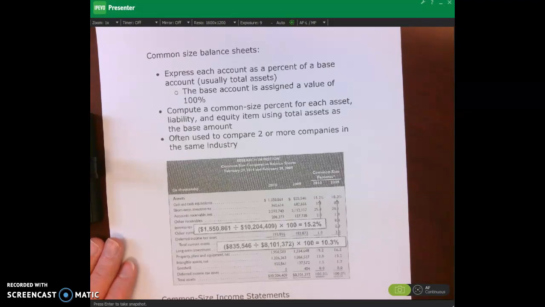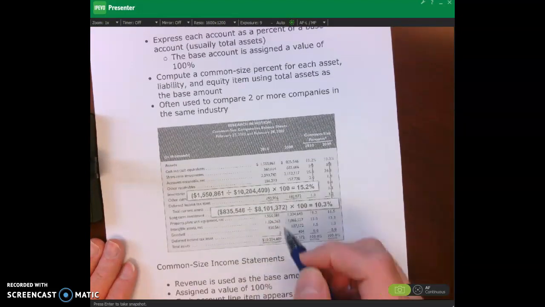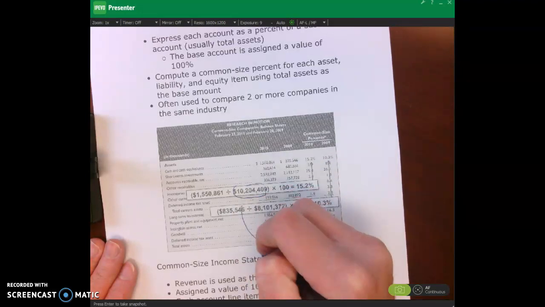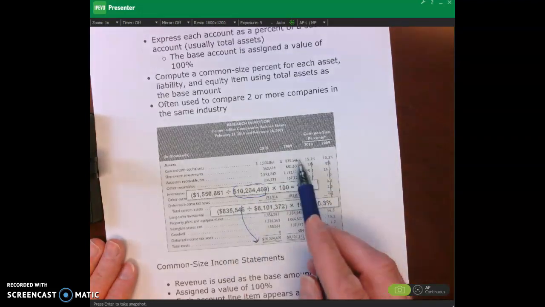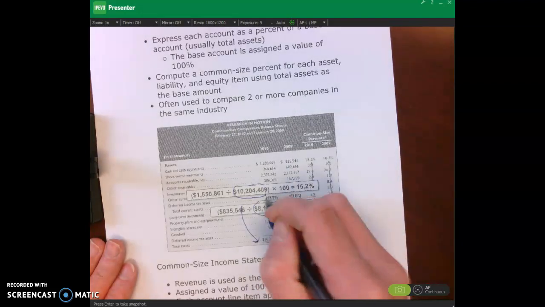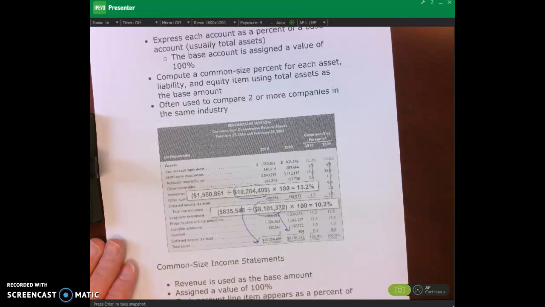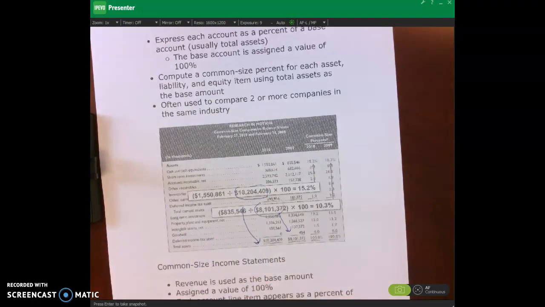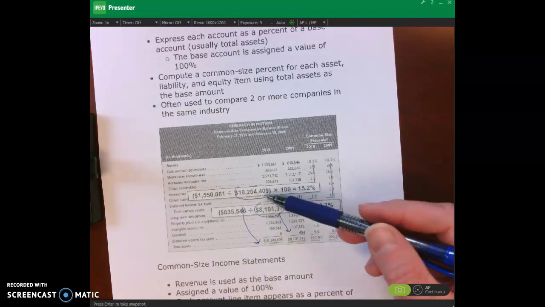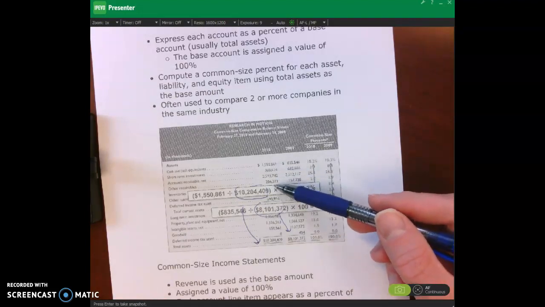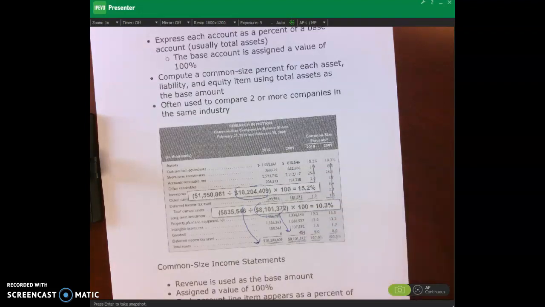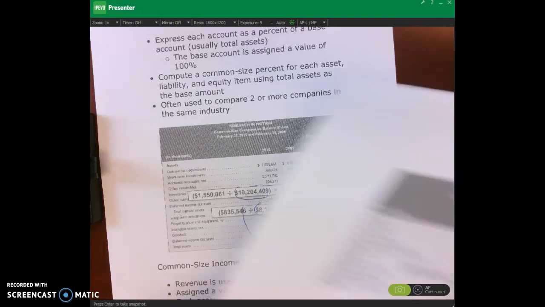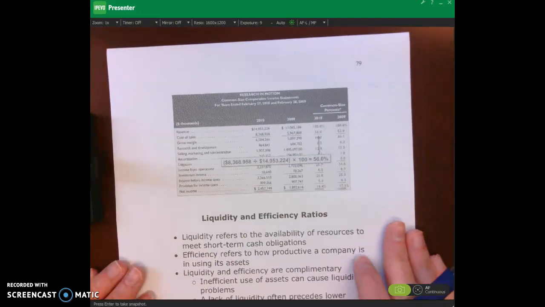Now, when we're talking about the balance sheet, see the base amount right over here? That's our total assets. And for 2009, 835 divided by our 8101, our base amount is total assets. So when you're doing the common size balance sheet, which is vertical analysis for the balance sheet, you use total assets as the base. Okay? So you're putting every single item on the balance sheet as a percentage of total assets. When we look at the income statement, the base amount is total revenue.